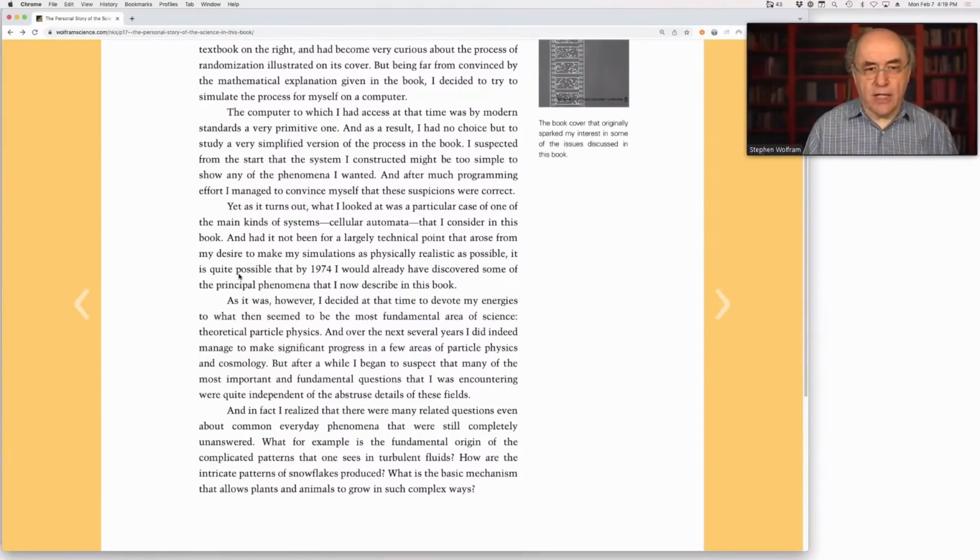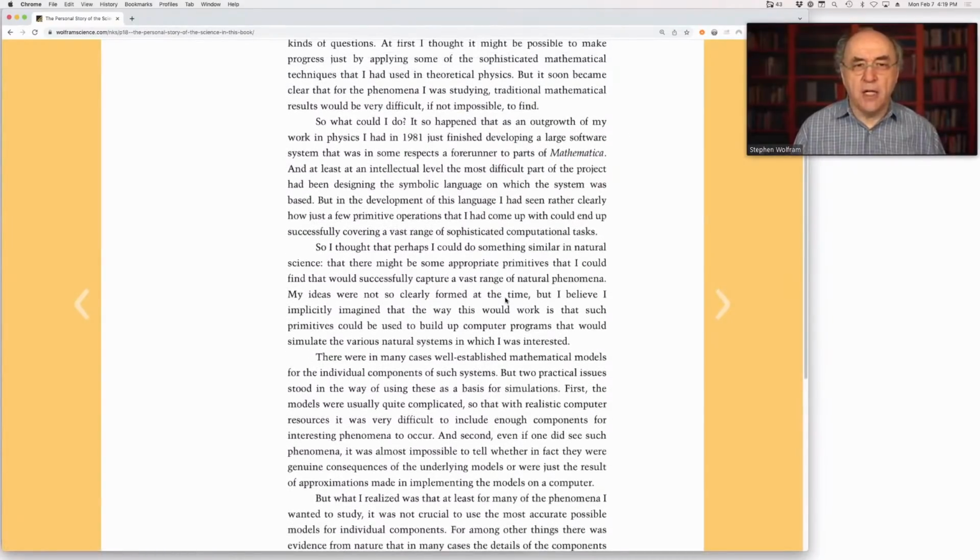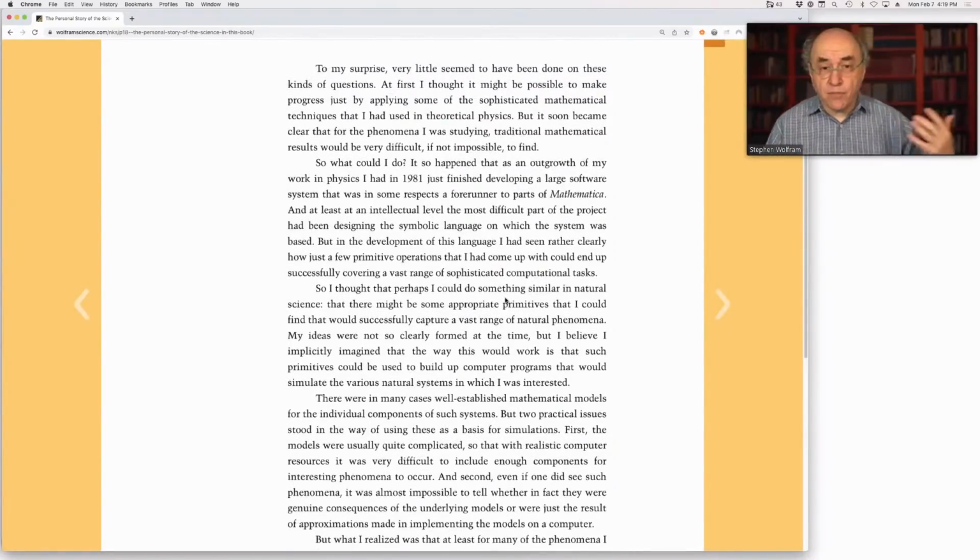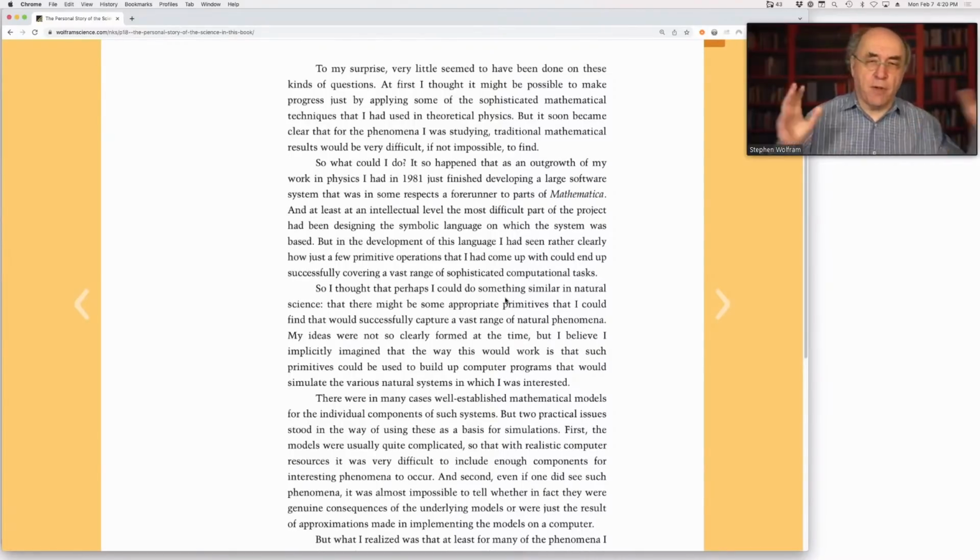But I ended up working in particle physics, which was at that time the most happening area of basic science, and what seemed like the most fundamental one. But I kept on being interested in how complex behavior arises in different systems. After doing a bunch of particle physics and cosmology, I got back to questions about how snowflakes end up with the shapes they do, and how turbulent fluids work. That was the beginning of the 1980s.